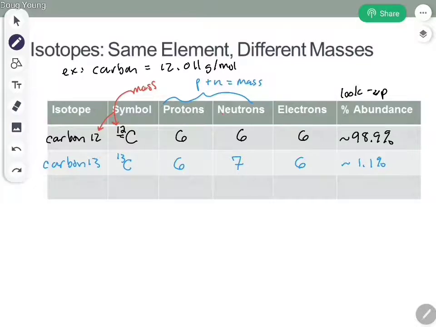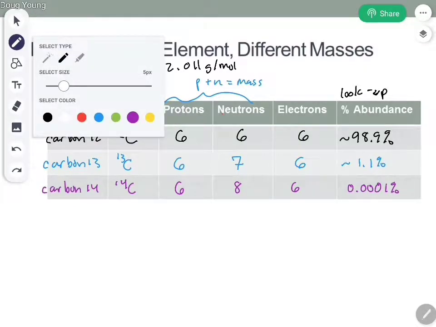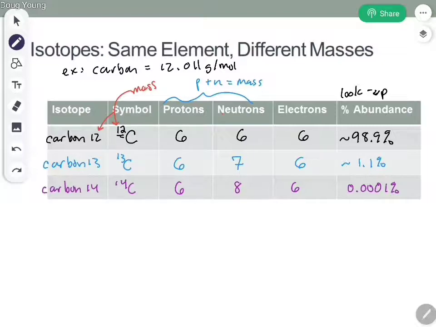Then lastly, I've got one more space here. There is another naturally occurring isotope, that's carbon-14. And you can probably get the gist by now. Still has 6 protons, but this must now have 8 neutrons to add up to 14. Still 6 electrons, and this is about 0.1%. 0.1% of all the carbon out there is carbon-14. So just a trace amount, just a dusting of it. And so those are the 3 main isotopes of carbon. They're all carbon. They all mostly behave like normal carbon does. There's very, very little that differs between them aside from the mass.